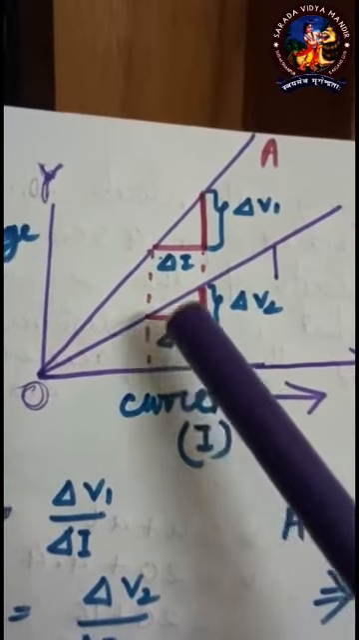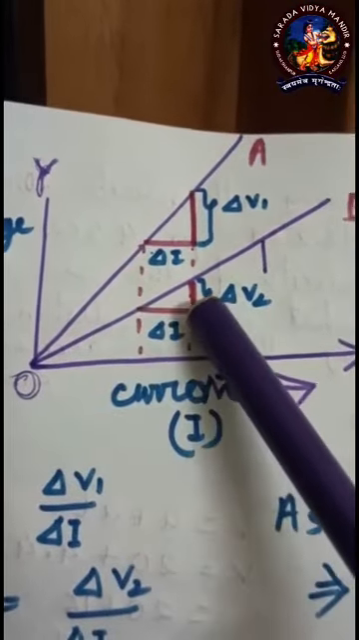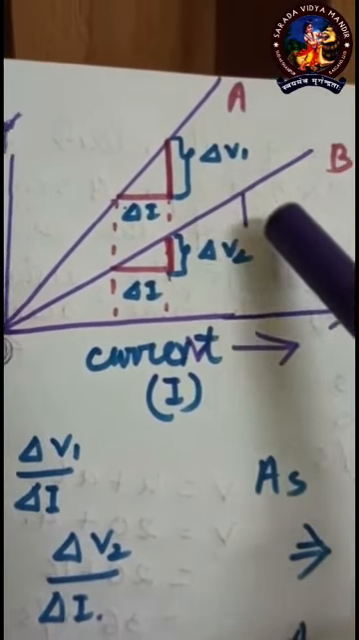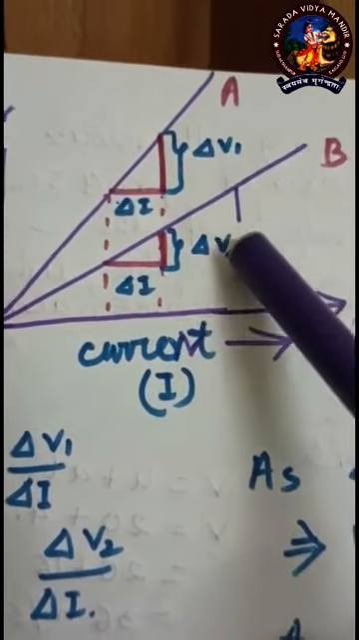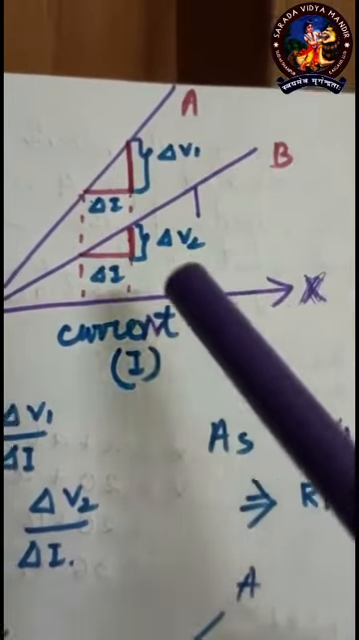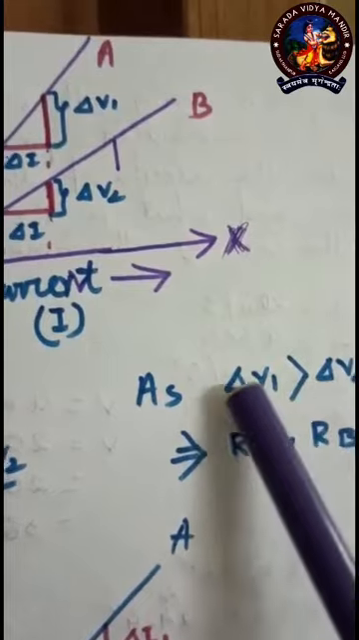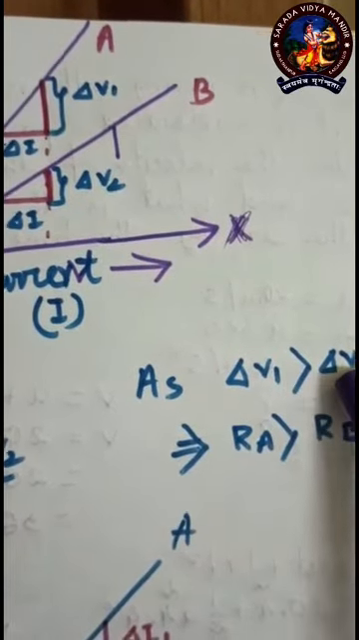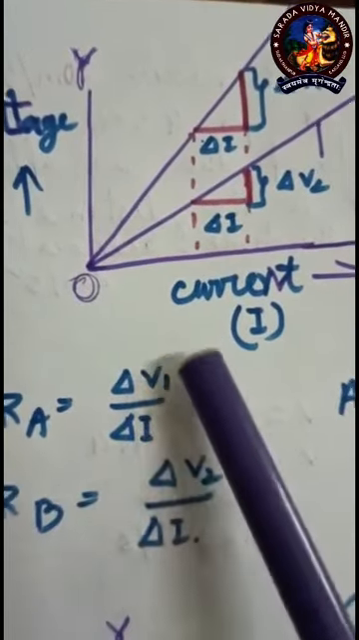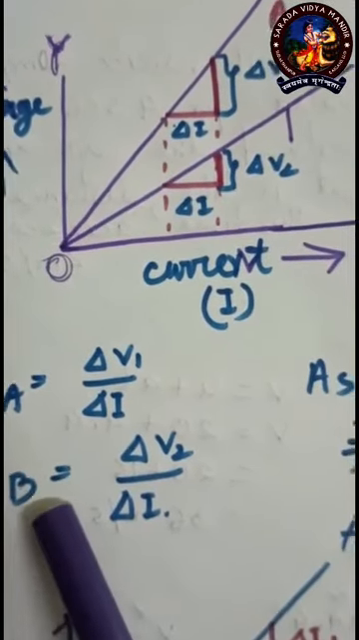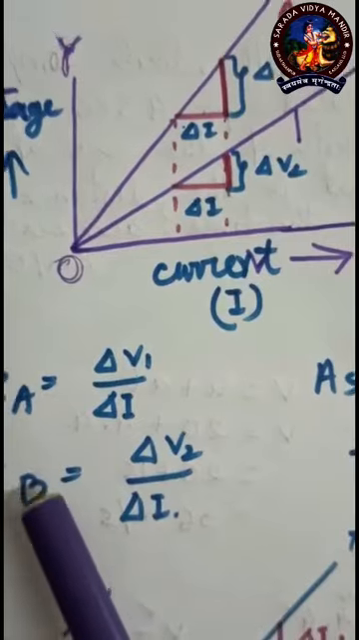I am telling you, and you have to keep in mind, here I have made the del I portion constant, and the one that is changing or coming different is the del V portion, and it is seen that del V1 is more. Del V1 is more than del V2, so obviously R1 will be more than R2, that is, RA would be more than RB.